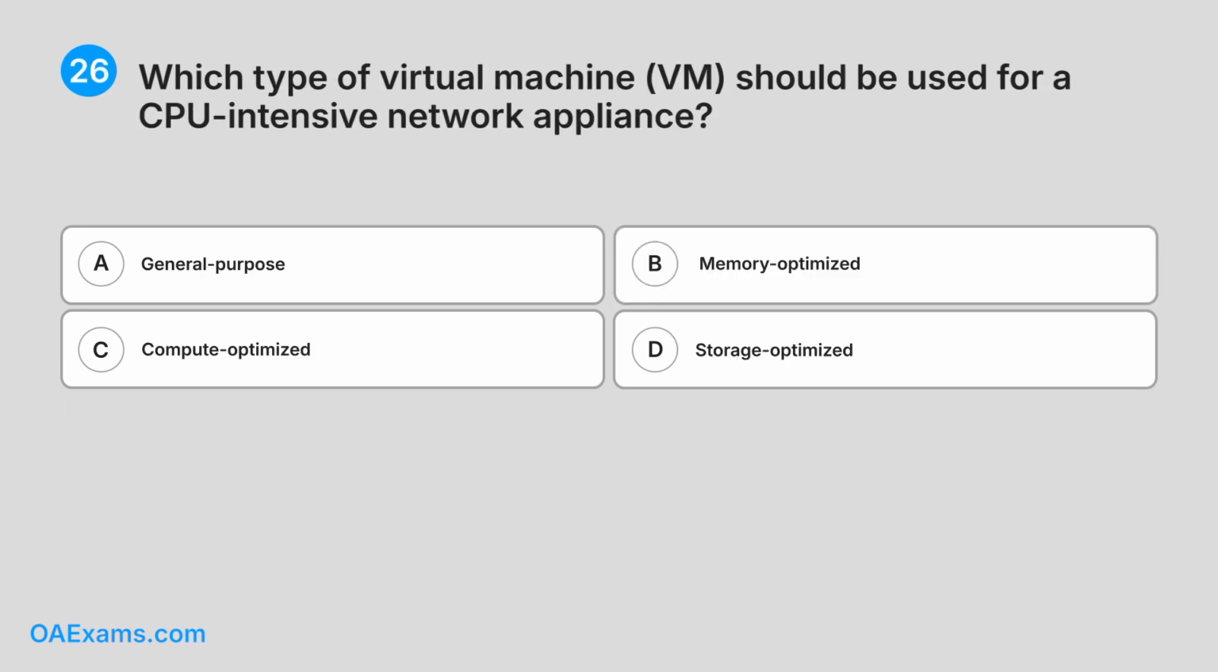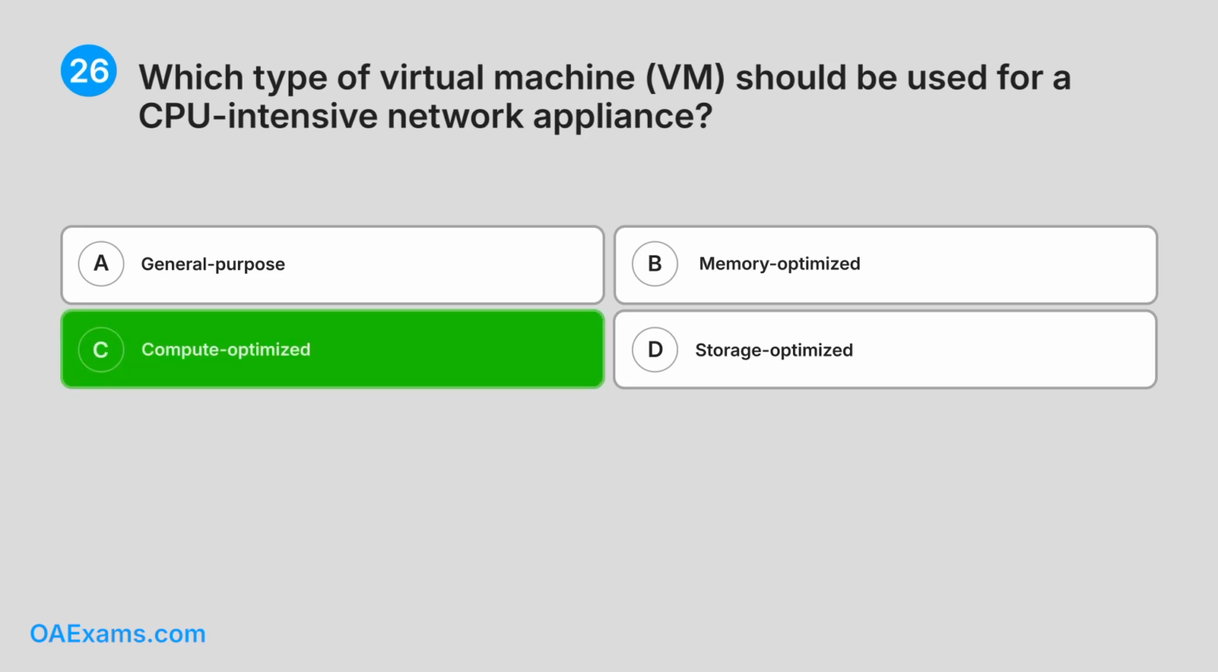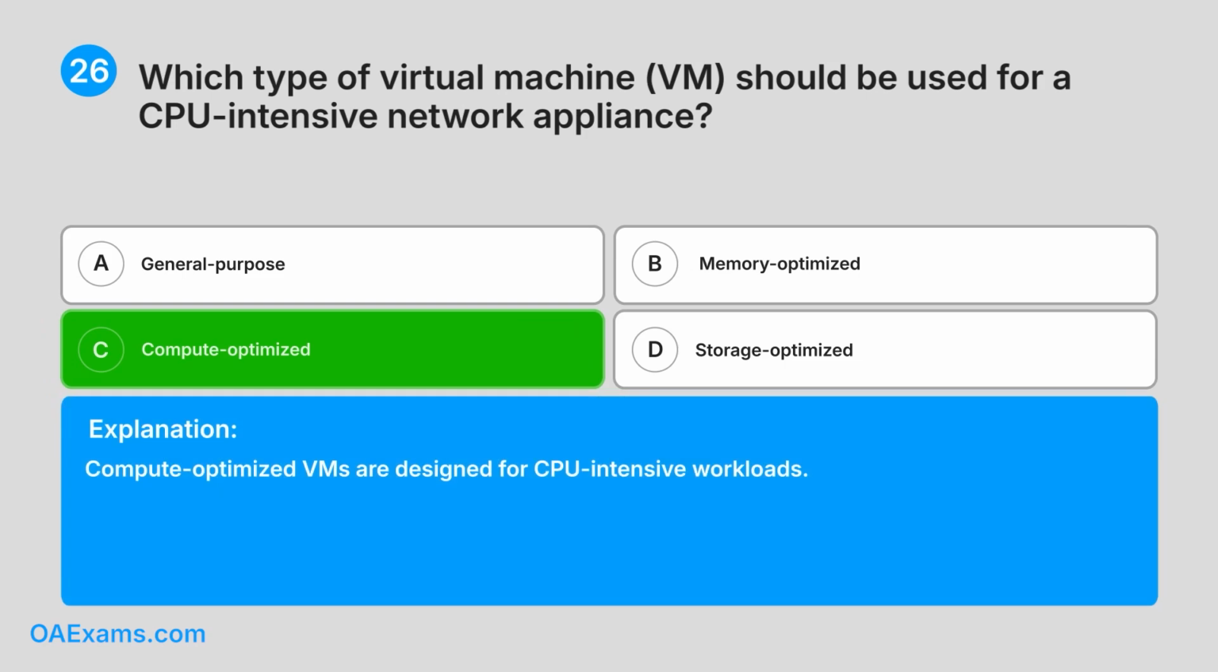26. Which type of virtual machine, VM, should be used for a CPU-intensive network appliance? A. General purpose. B. Memory optimized. C. Compute optimized. D. Storage optimized. What do you think is the answer? Correct answer. C. Compute optimized. Explanation. Compute-optimized VMs are designed for CPU-intensive workloads.